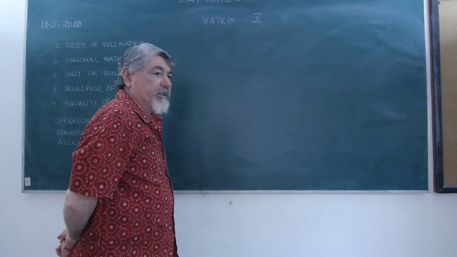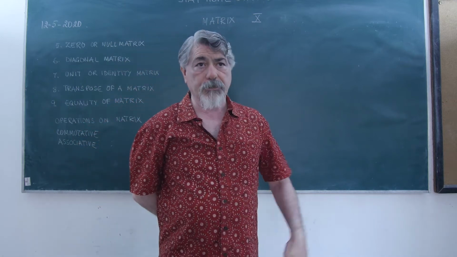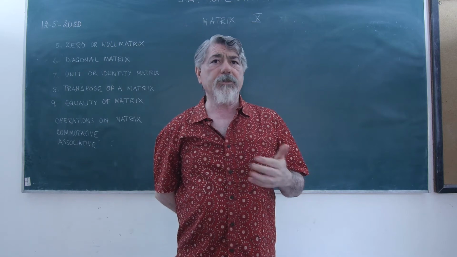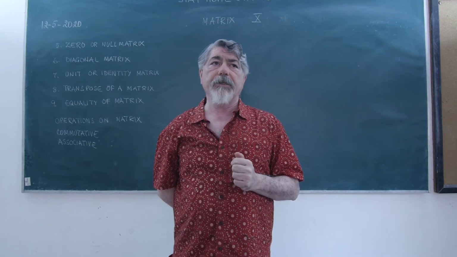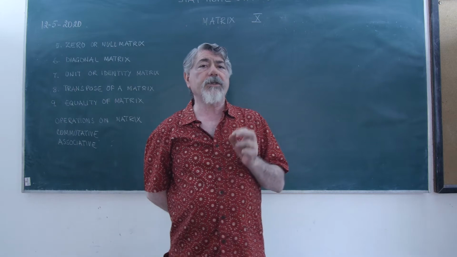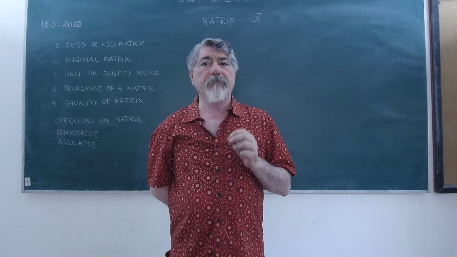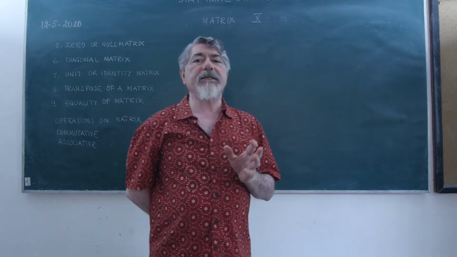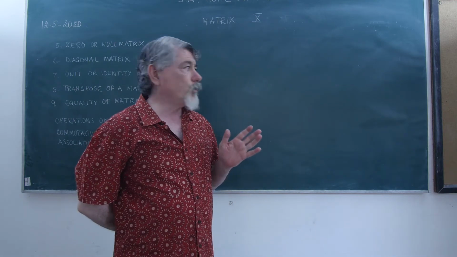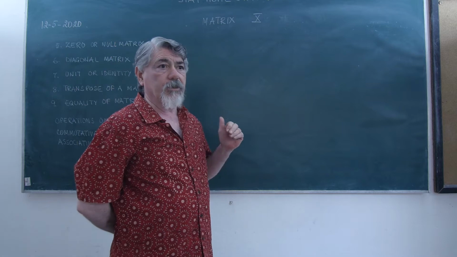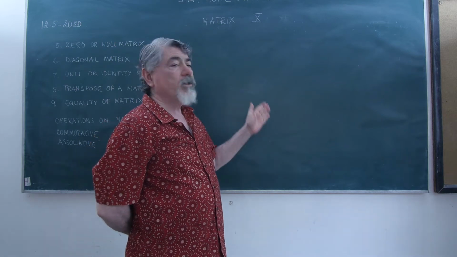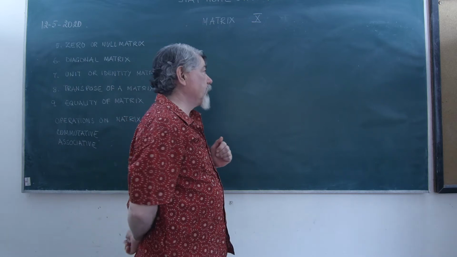Started the topic matrix for standard 10th. Today, before starting further on, I will recap what we did yesterday. Yesterday we did what is a matrix. A matrix is a rectangular arrangement of numbers in rows and columns. Rows are horizontal arrangements and vertical arrangements are called columns.